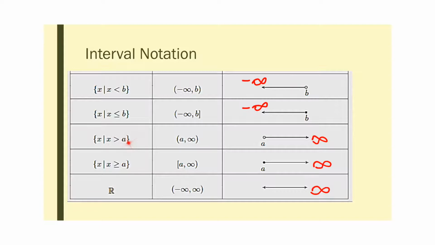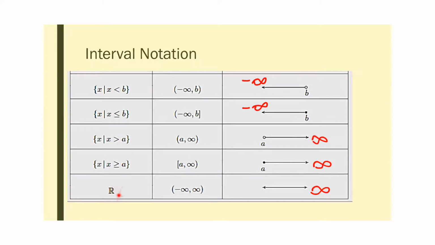Here, x is greater than a, a is not included in the set, so a is empty, to the right this time, greater than a. Okay, so we're going from the interval between a and infinity, where a is not included. Infinity always gets a round bracket. This one here says x such that x is greater than or equal to a, so we've got a filled in dot at a, greater than, so positive infinity to the right. So the interval such that a is included in the set, the interval between a and infinity.